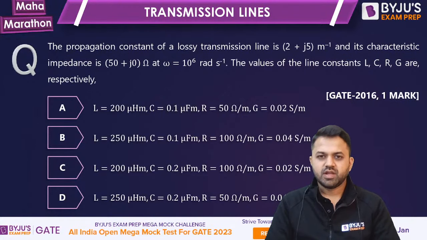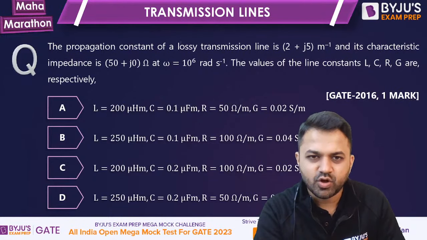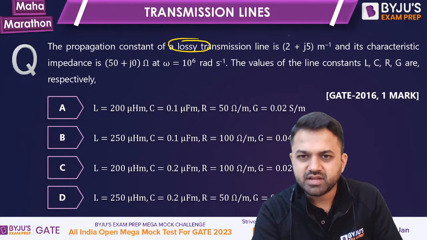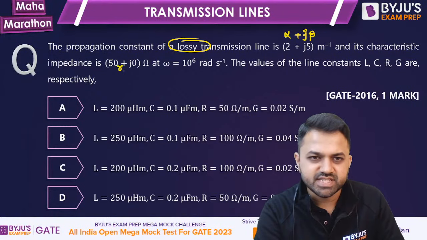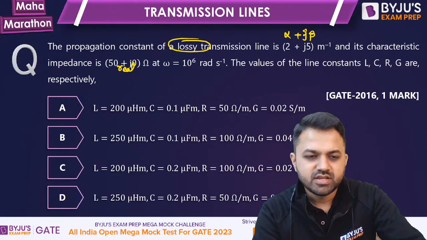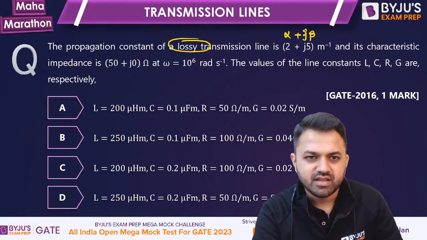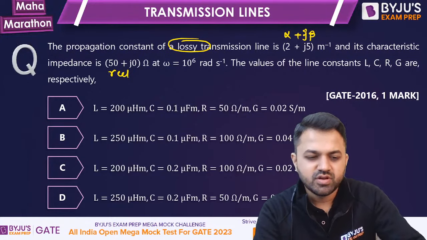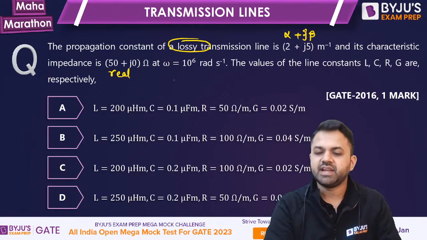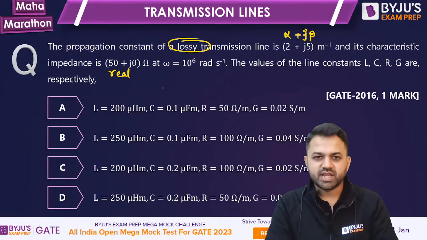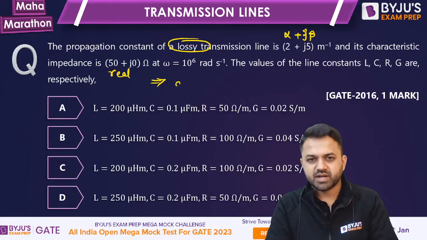So here you can see that there is a lossy transmission line given, but alpha and j beta we can calculate from here, but the characteristic impedance which is given here is real. So when the characteristic impedance is real and alpha is not equal to zero, we can conclude that this is nothing but a distortionless line.